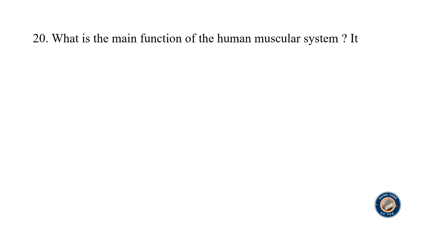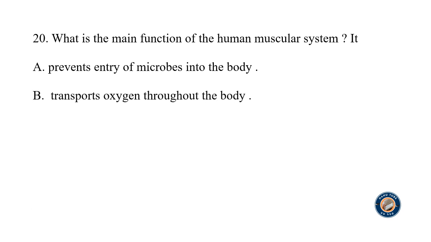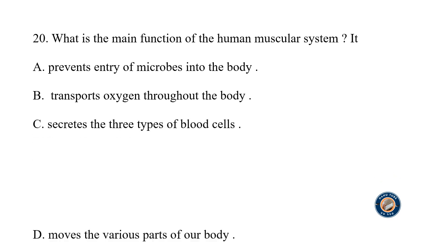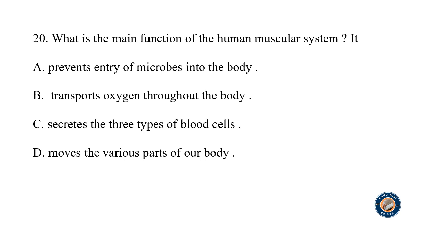Question number 20. What is the main function of the human muscular system? A. Prevents entry of microbes into the body. B. Transports oxygen throughout the body. C. Secretes the 3 types of blood cells. D. Moves the various parts of our body.